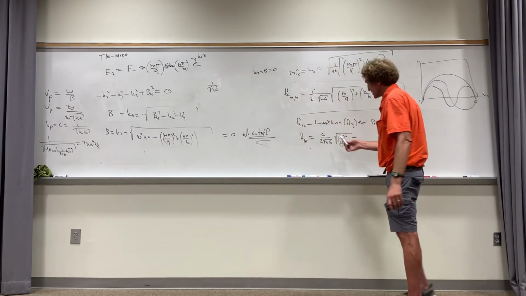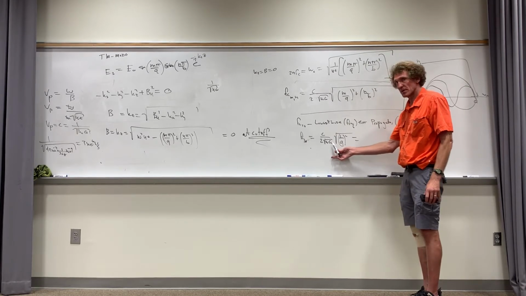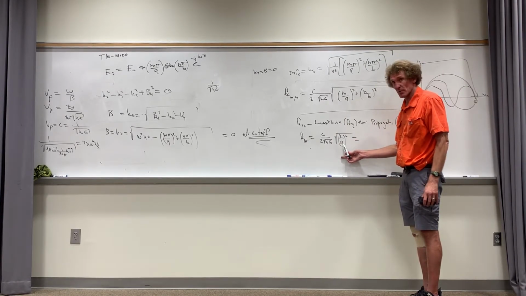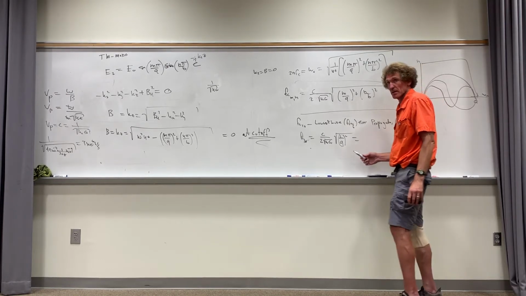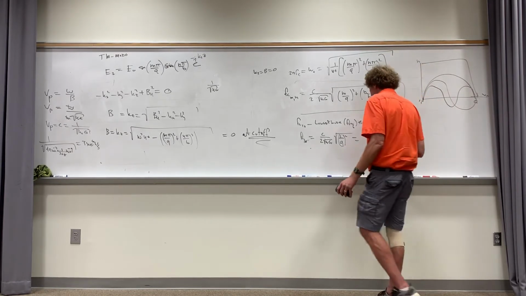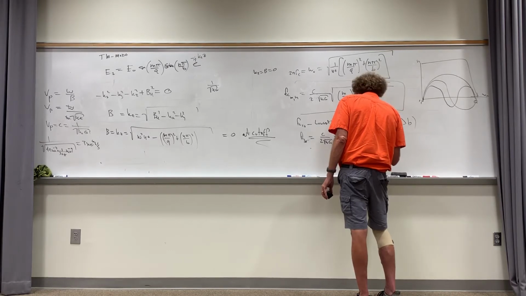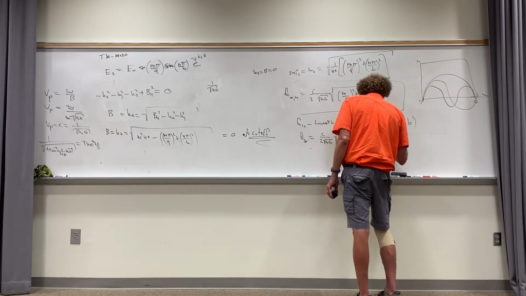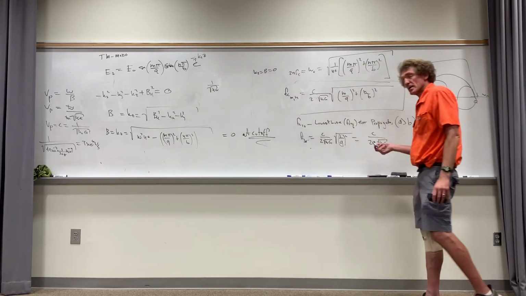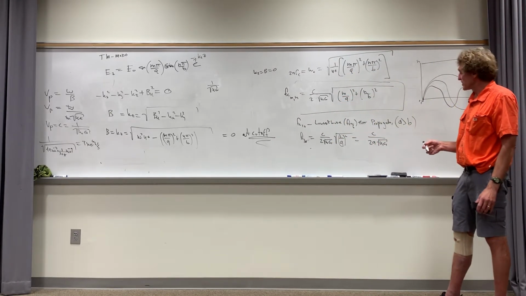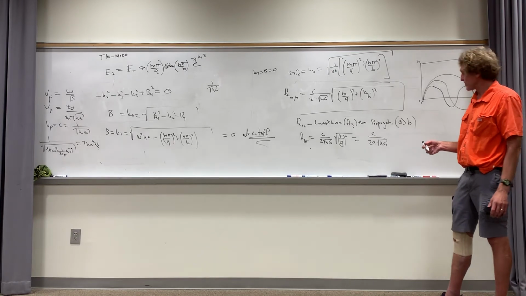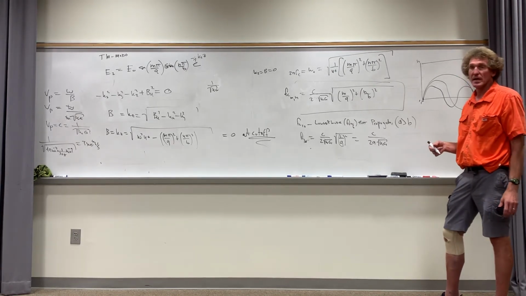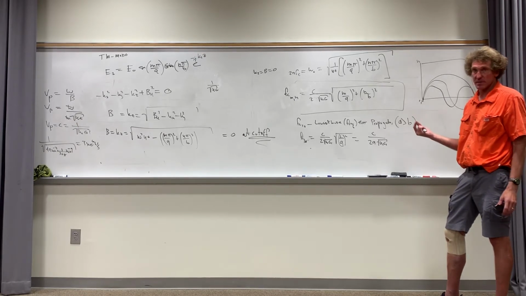Y'all see what I've done here? C over 2 square root of mu relative epsilon relative times the square root of 1 over A squared, which is just 1 over A, isn't it? So this is going to be C over 2A times the square root of mu relative epsilon relative. And in general, if it's an air-filled guide, it's C over 2A. C is 3 times 10 to the 8th meters per second over 2A, and A is the dimension in meters.